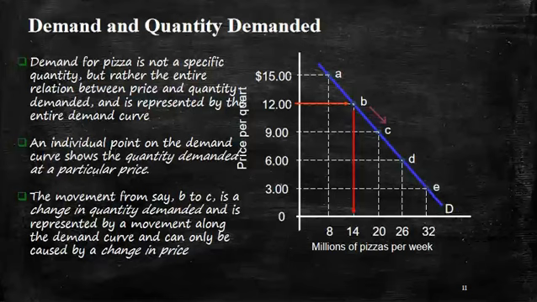The movement from, say, B to C, as represented here, is a change in quantity demanded and is represented by a movement along the demand curve and can only be caused by a change in price. So the change in quantity here will be determined by the price change here. Okay? As the price decreases, the quantity increases. As the price increases, the quantity decreases.